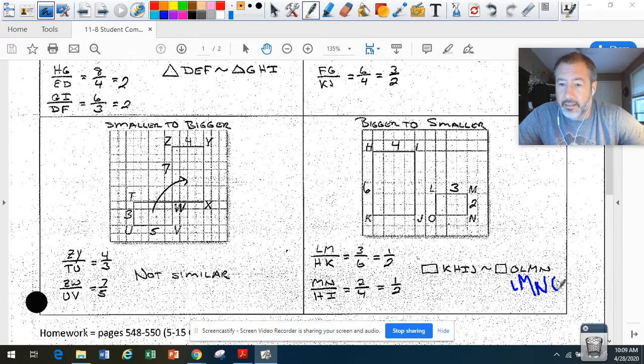I like that there. Okay, so let's change this here. I think this is still right, because it is a rectangle. But let's change it. So rectangle KHIJ is similar to rectangle LMNO. I like that better there. There we go. So let's see what else we got here.